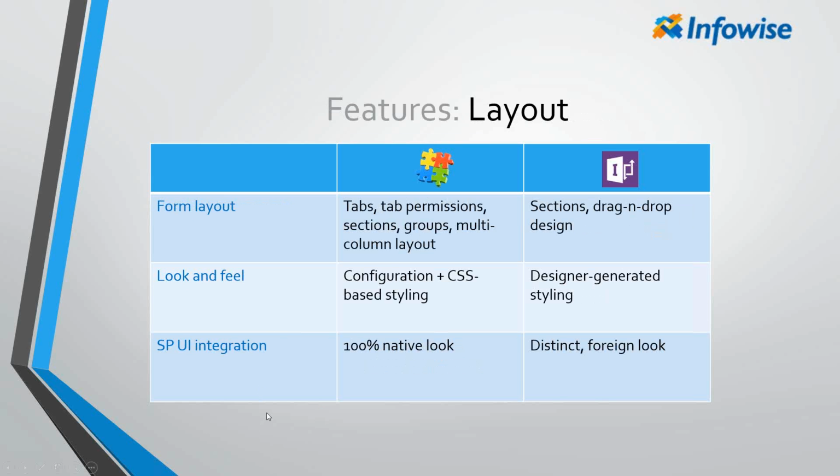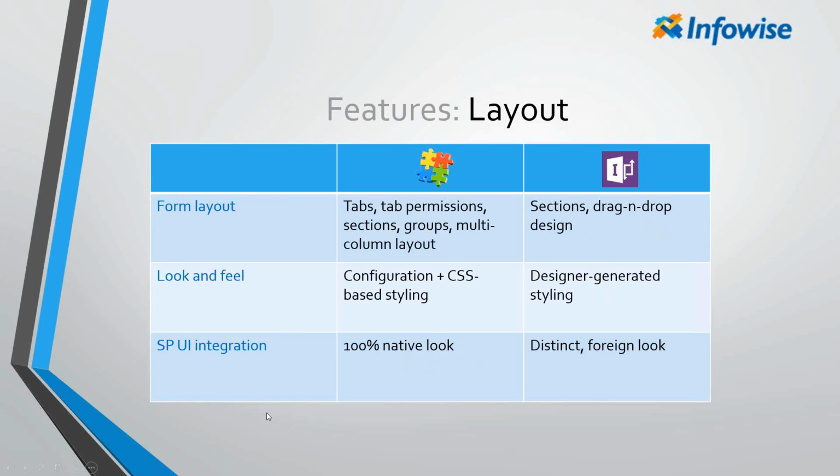In Ultimate Forms, we have a concept of tabs, which can have permissions assigned to them, also have section groups and multi-column layout, basically meaning that your fields will be laid out in one or more vertical columns on your form.